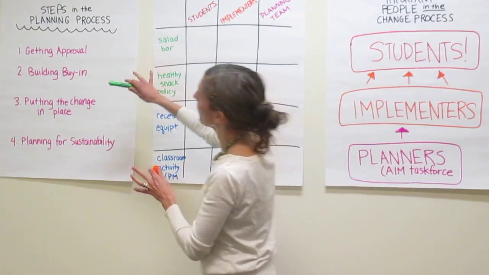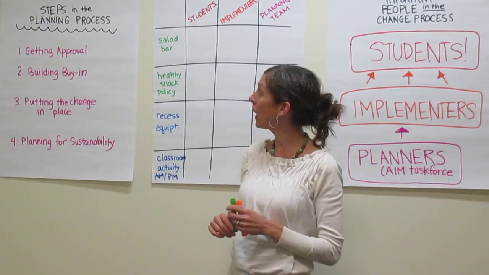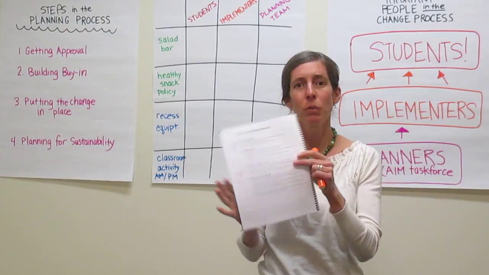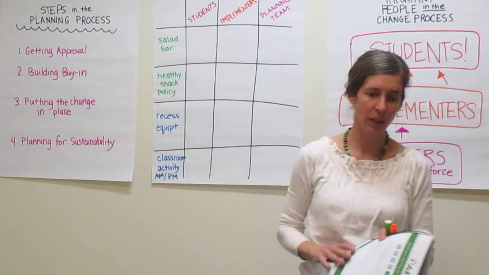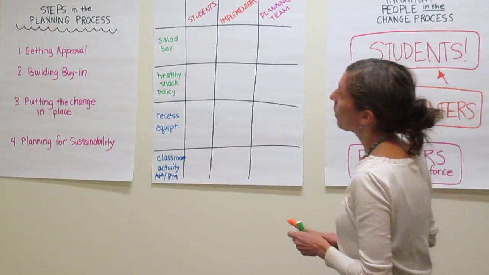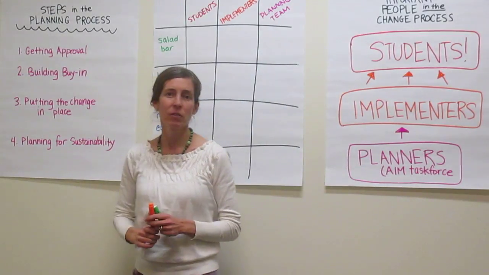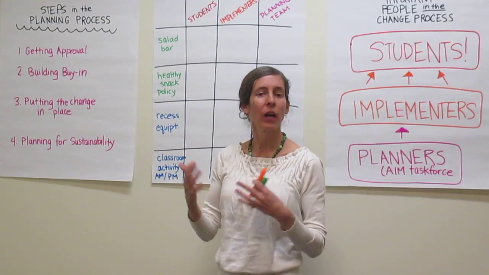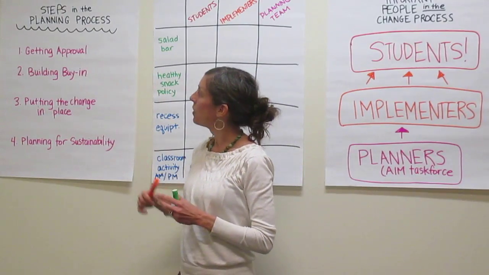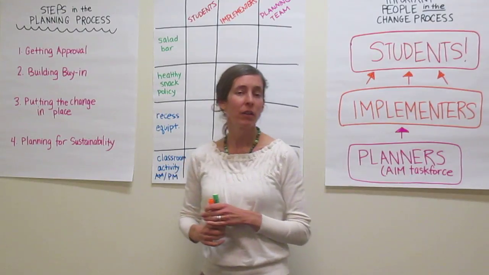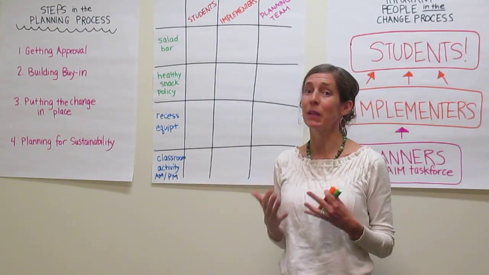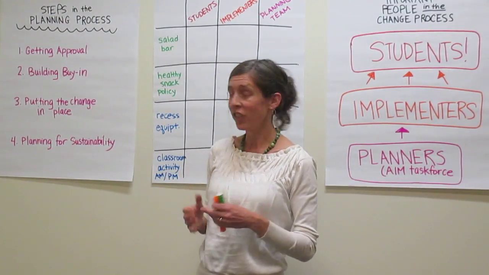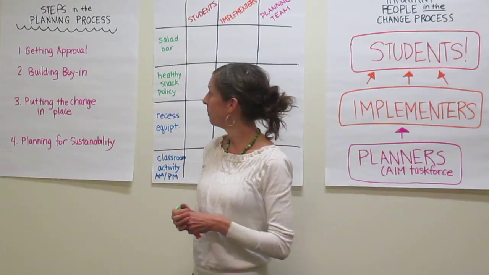There are 4 steps to the planning process that we focus on during AIM, and they're up here. They're also on page 19 in your task force notebook if you want to follow along. We start with getting approval to make the changes, to make sure we have the support we need from administration or outside sources. Next, we'll talk about building buy-in among the school community, because we want excitement to put these changes in place. We want students to be excited about them, and teachers, parents, etc.